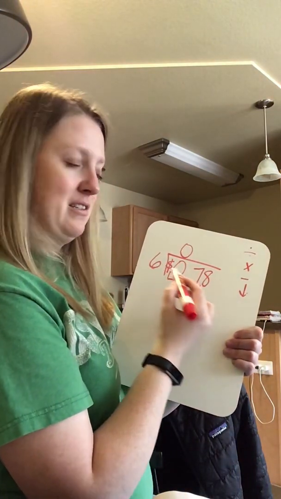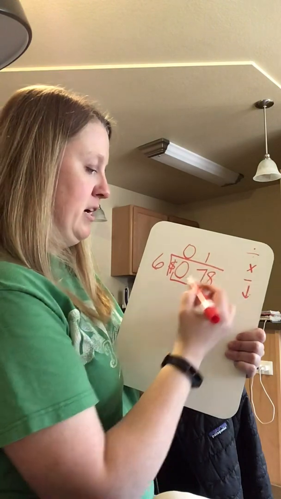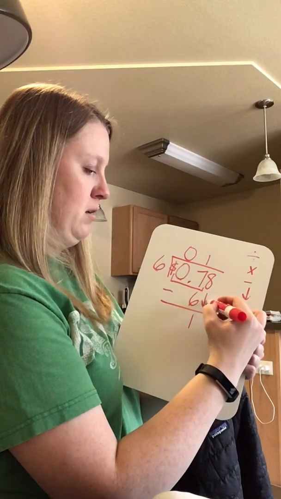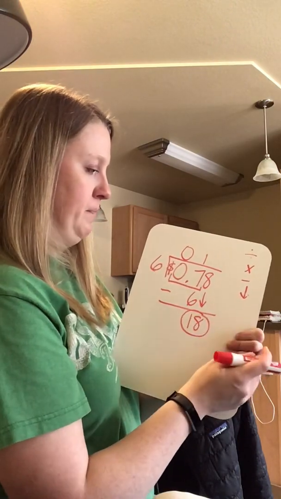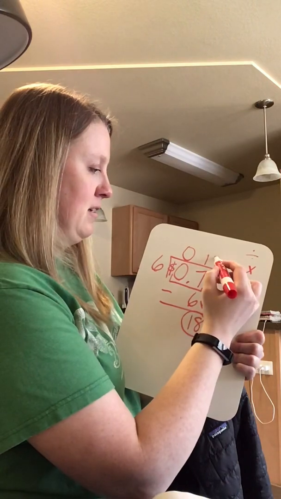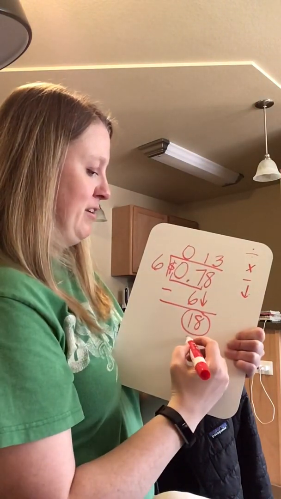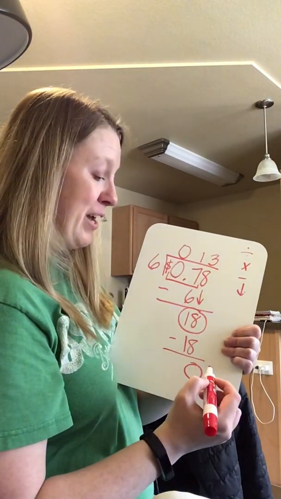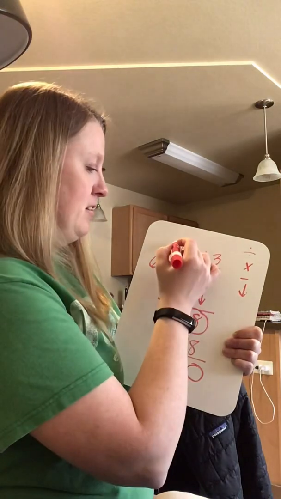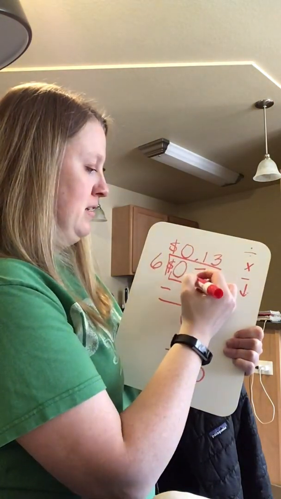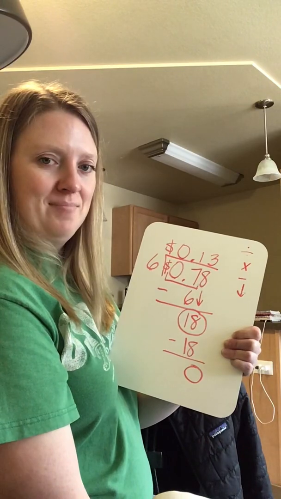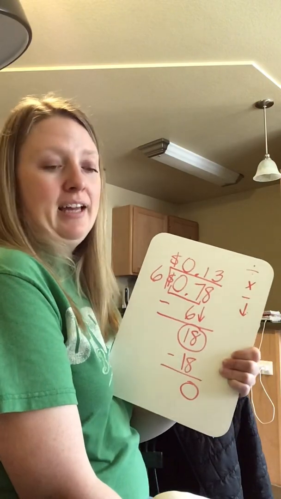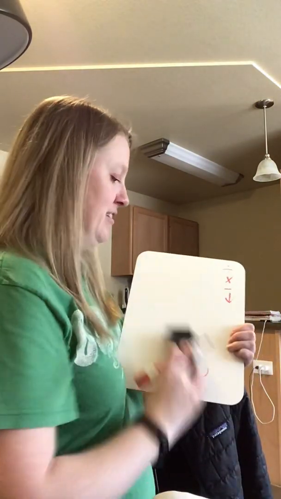How many times can 6 go into 7? 1 time, which makes 6. 7 minus 6 is 1. Bring down, start all over. 6 into 18 can go 3 times. 6 times 3 makes 18. Ooh, this one's going to work. Subtract, 0, no remainder. Nothing left to bring down. So now just $, decimal point, 13 cents. Okay? So really, the money part isn't going to change anything. We'll do one more just to be sure.